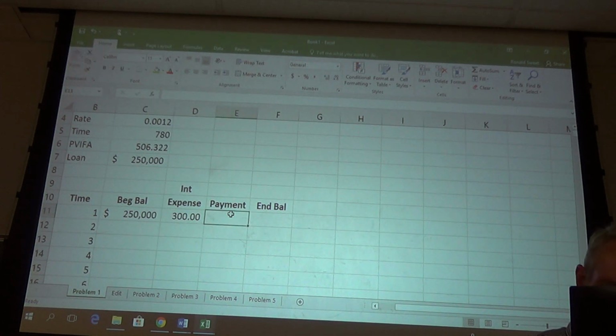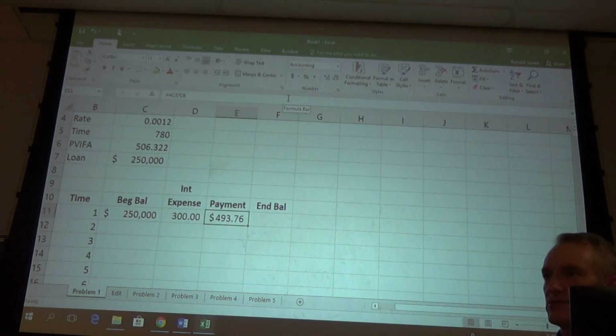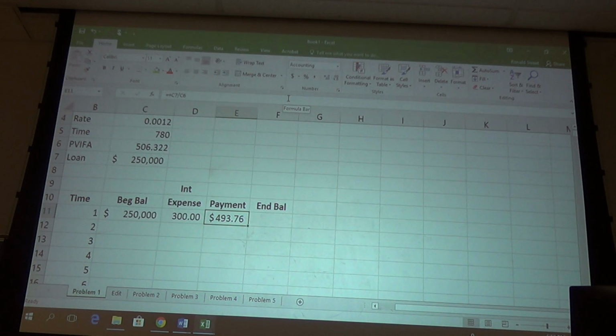And then the payment is going to be the 250 divided by the present value interest factor annuity. If you're borrowing money, then your payment is the loan amount divided by the factor. If you're investing, it's going to be your target portfolio, what you're saving for, divided by the future value factor. All right, so you're always going to take that number and divide it by whatever the factor is.